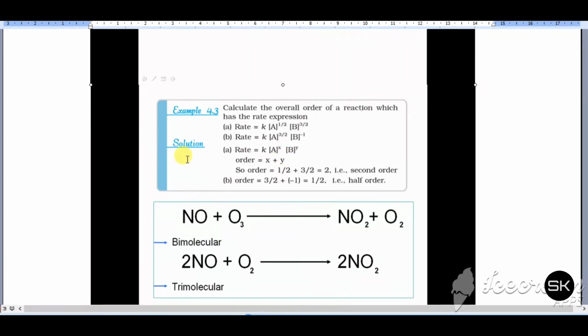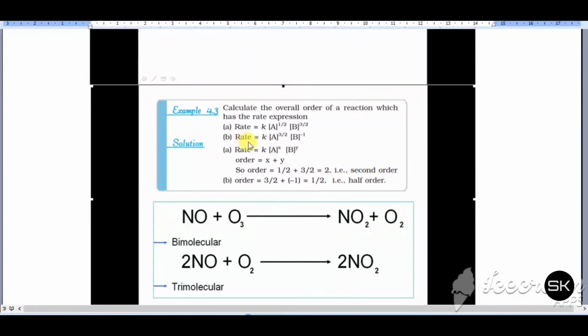Let's see some examples. Calculate the overall order of a reaction which has the rate expression. In the first rate expression, the power of the first reactant species is 1/2 and the power of the second reactant species is 3/2. Then the order will be 1/2 plus 3/2 equal to 2. Then it will be called a second order reaction.